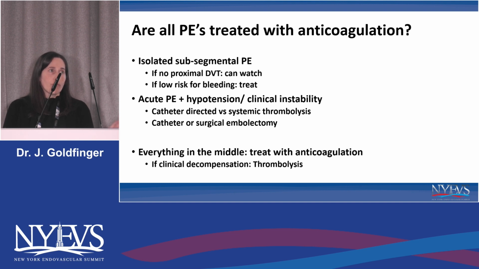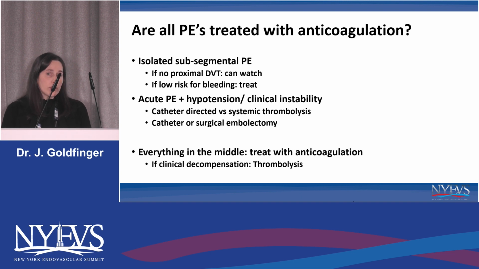So for the people who are here for DVT, the isolated subsegmental PEs are like a caffeine DVT, meaning because they're so low risk, we don't necessarily need to treat those. And so if somebody has an isolated subsegmental PE, you look for a proximal DVT. If you don't have one, you can just watch it. If the patient is low risk, meaning for bleeding with anticoagulation, you can just treat.